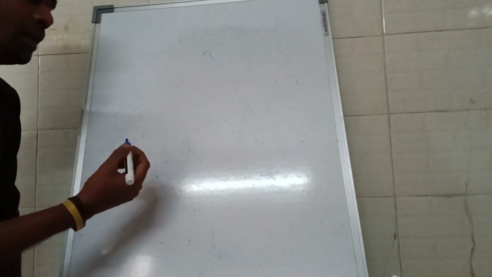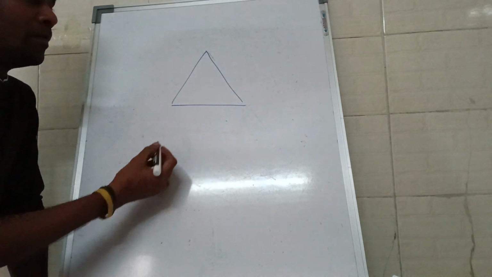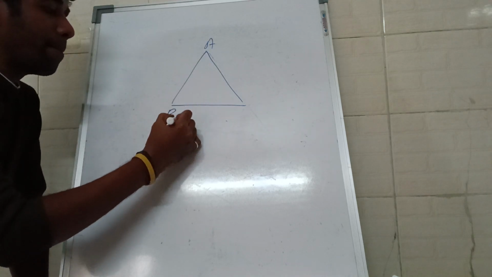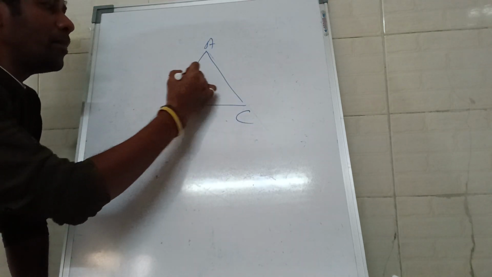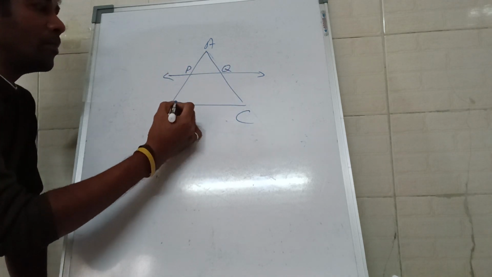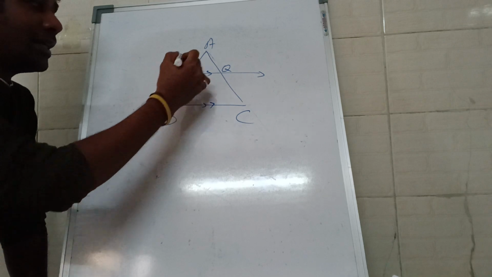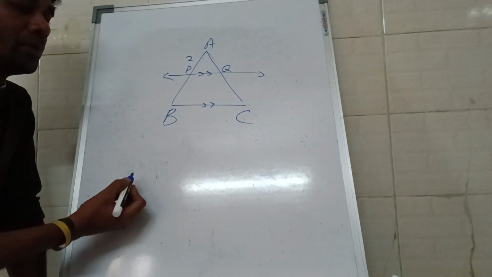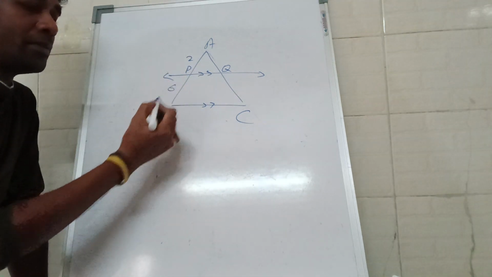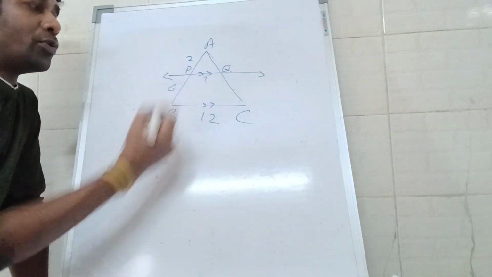The first question: in triangle ABC, PQ is parallel to BC, and it has been said AP is 2, PB is 6, BC is 12. I've got to find out PQ.